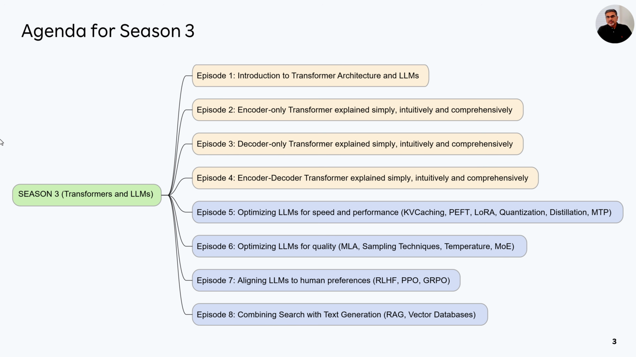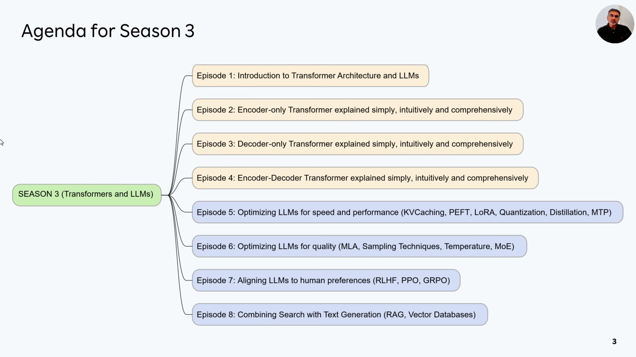So this is the agenda for the entire season 3. And I will start off with explaining what the transformer architecture is. I'll not just tell you how a transformer architecture is designed, but I'll also go into the details of why certain components are attached to each other in a certain way and the intuition behind how they work.